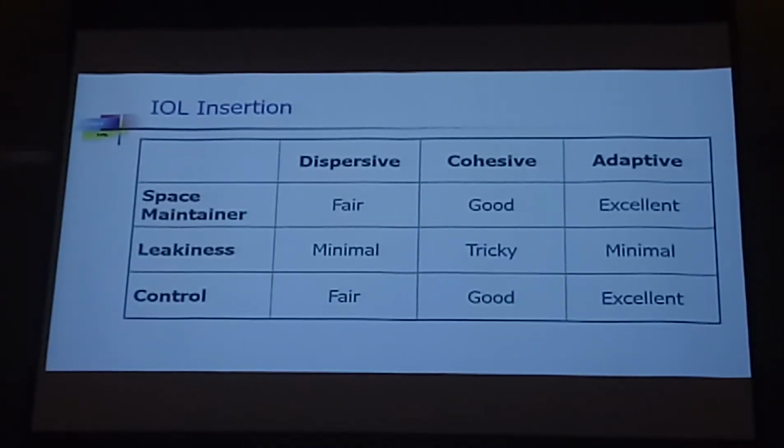Alright? As a space maintainer, the dispersive is not good, minimal, but the control, the IOL tends to open a little bit faster, but it's still within control. The adaptive tends to open very slowly, so if you don't like the IOL to open slowly, that may be a problem. Okay, you have to remove all the viscoelastic before the IOL fully opens. If you leave it inside, the IOL will probably take forever to open up. So if you're putting in a toric, you have to be a little bit patient. You have to remove all the viscoelastic before you can do your final alignment.